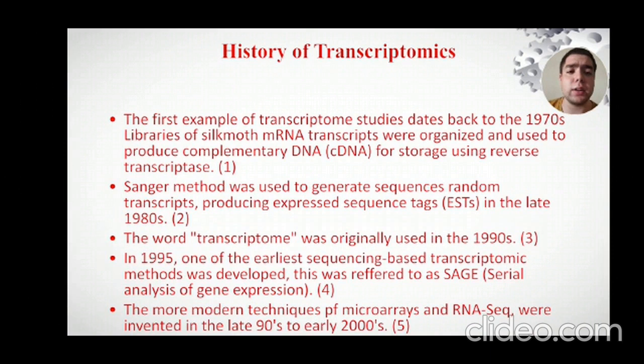The word transcriptome was originally used in the 1990s. And in 1995, one of the earliest sequencing-based transcriptomic methods was developed. This was referred to as SAGE, serial analysis of gene expression. The more modern techniques of microarrays and RNA-seq were invented in the late 90s to early 2000s. This about wraps up our history of the transcriptome.